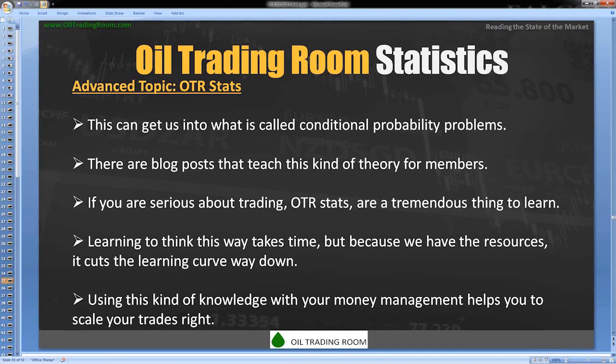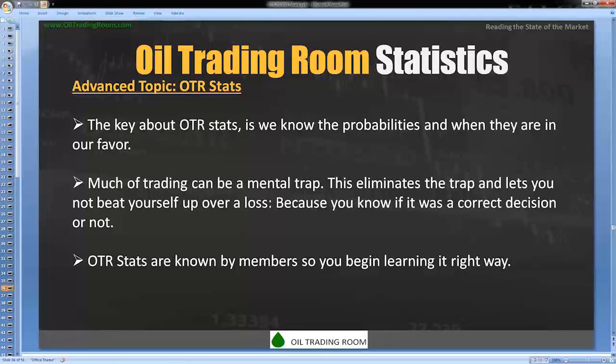So using this kind of knowledge with your money management helps you to scale your trades. It's really awesome in a money management context. You take off so many, get to a break-even trade, and you know what the probabilities are, and you peel off accordingly at each probability level as it's occurring. The key about Oil Trading Room stats is we know the probabilities and when they're in our favor.